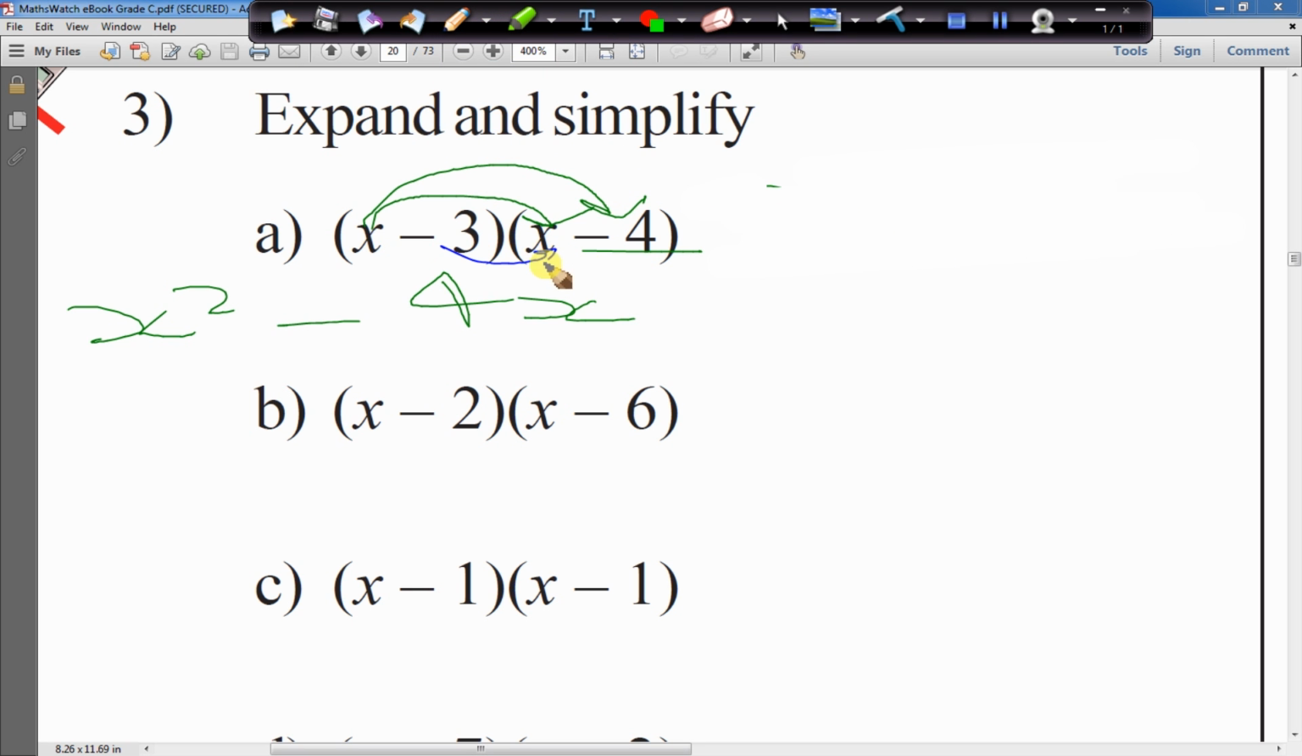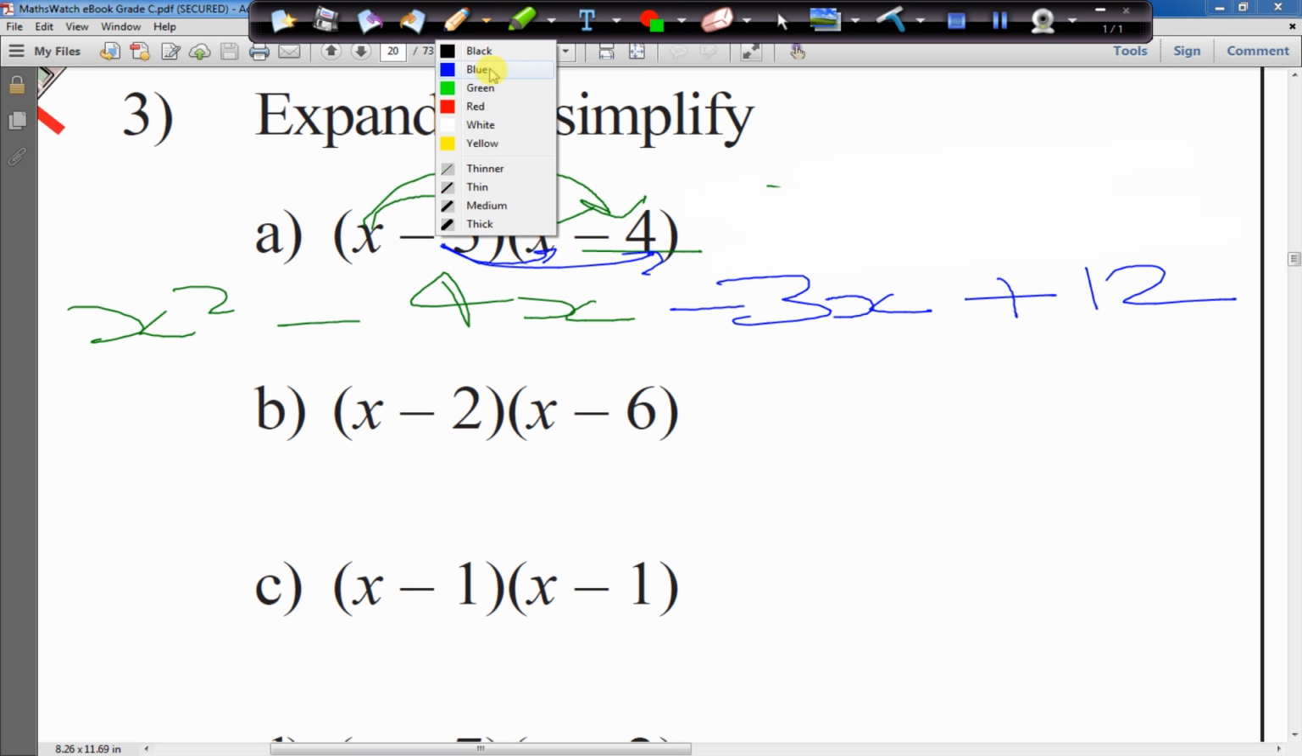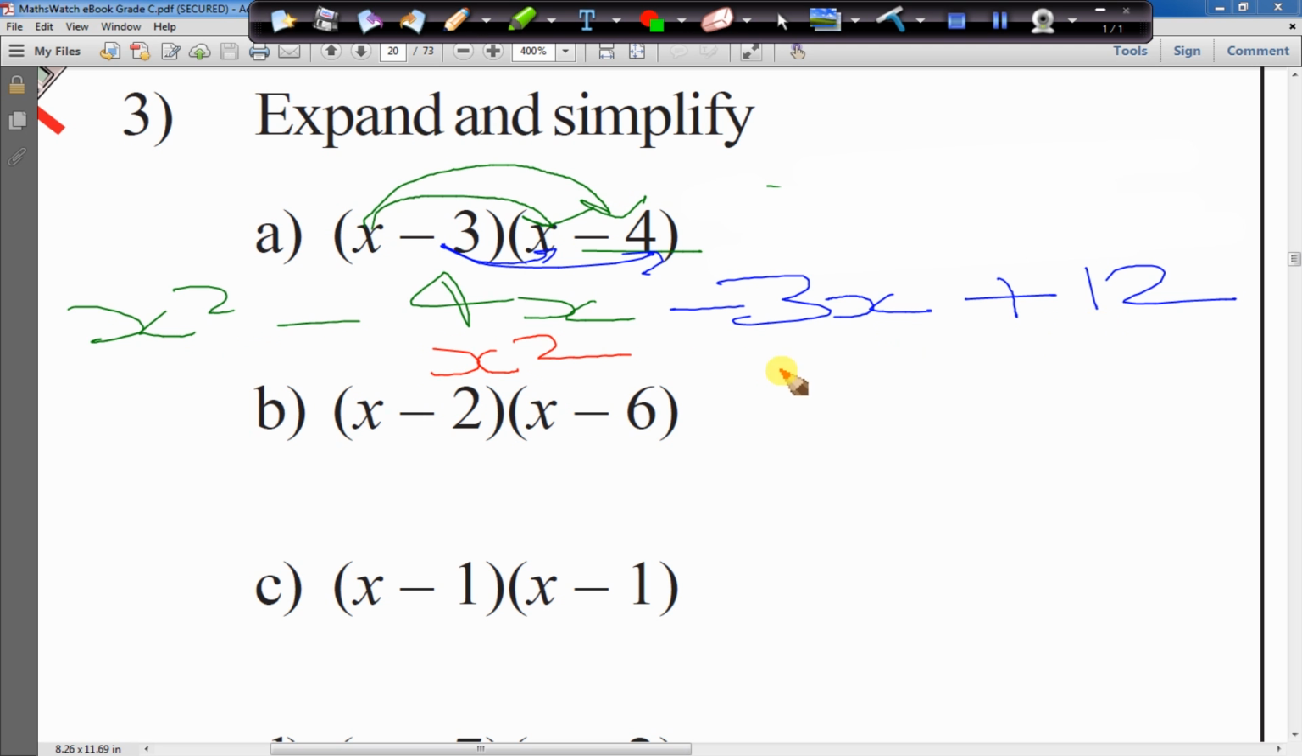So minus 3 times x gives us minus 3x. Okay, and then minus 3 times minus 4. Remember, it's minus 3 times minus 4. That will give you plus 12. So when we simplify all of this, let's choose a red. x squared doesn't get simplified, it stays as it is. The plus 12 stays as it is.